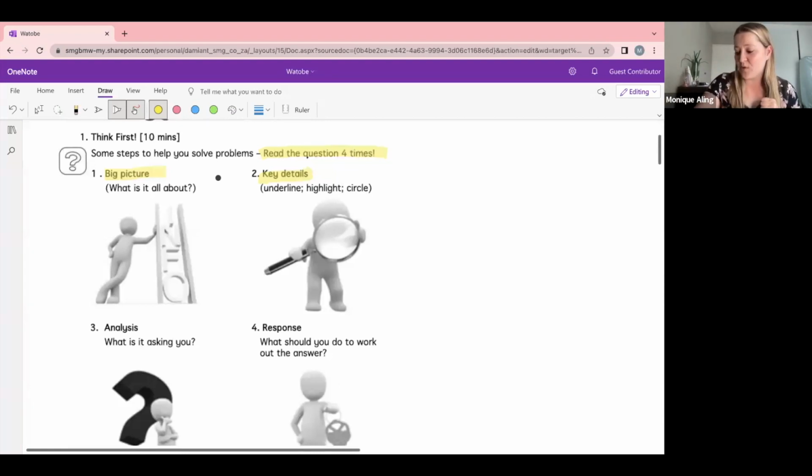Once you've highlighted important information, the next time you read your question, you analyze it. What is it actually asking you to do? Is it asking you to work out surface area of this 3D shape or volume of this 3D shape, for example? What is it actually asking? And then the next time you read it, you are thinking about your response. How are you going to answer the question?